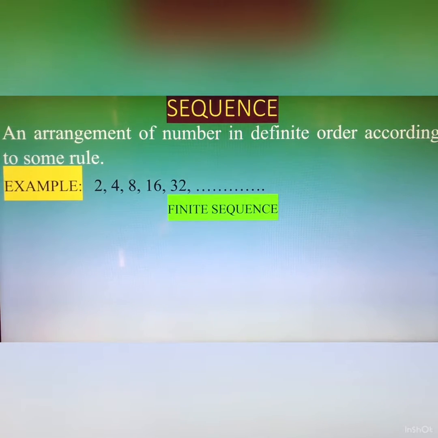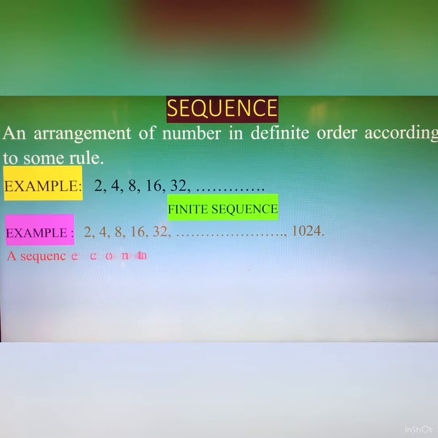After that, finite sequence. What do you mean by the finite sequence? For example, in this sequence, some numbers are fixed. If the numbers are fixed, then that type of sequence is called a finite sequence. A sequence containing a finite number of terms is called a finite sequence.